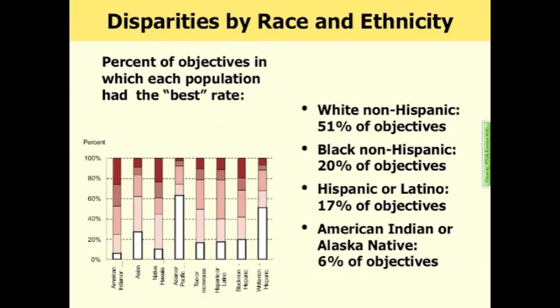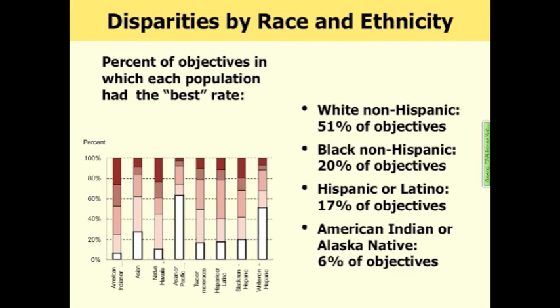But going to the next slide, I think I can summarize the key point here, which is that in the case of whites, whites had the best rate in an objective, the best value, the best measure. Not all of these are rates, but the best measure for 51% of the objectives in which they were measured. Okay, and not all, but in 51% of those. And it turns out in this case there were 354 in which they were measured.